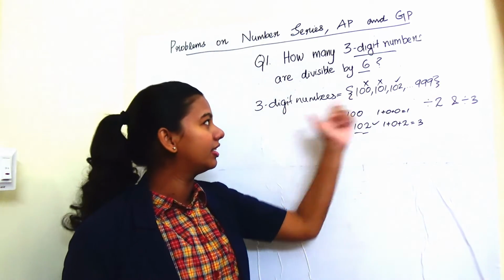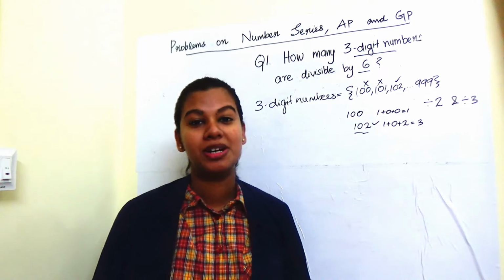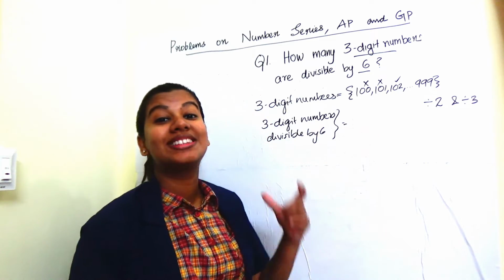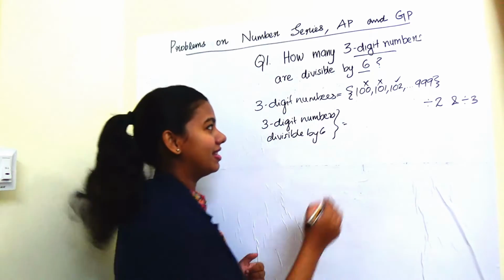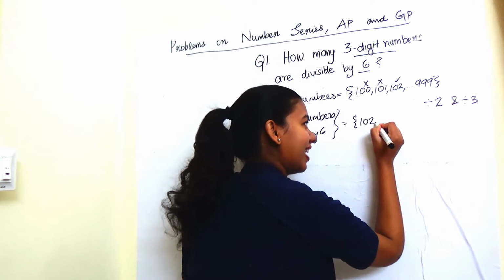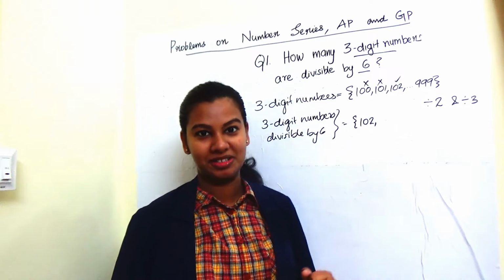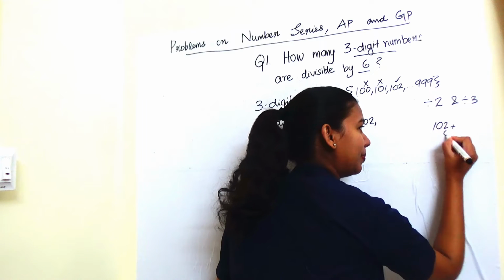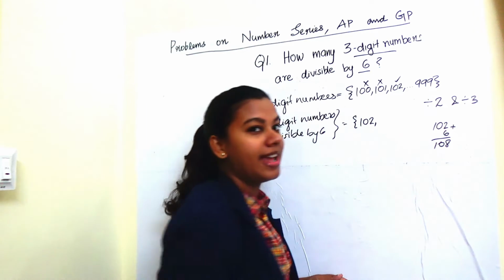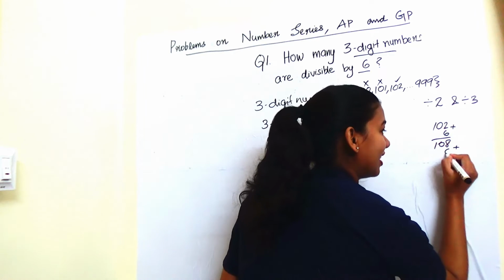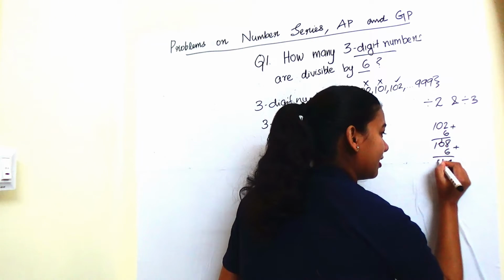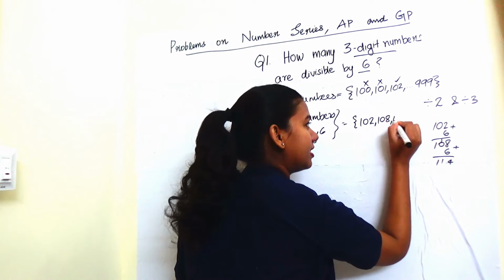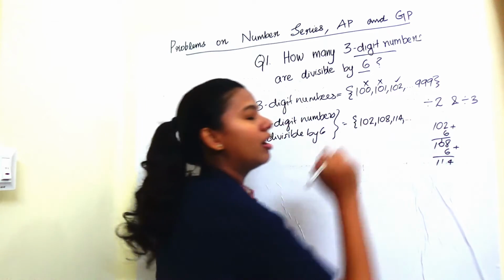So I will write out the sequence of 3-digit numbers which are divisible by 6. The first number will be 102. Okay. What about the second number? We have to just add 6. That is 102 plus 6, I get 108, and again I need to add 6 to get the next number, that is 114. So I can write it out: 102, 108, 114.